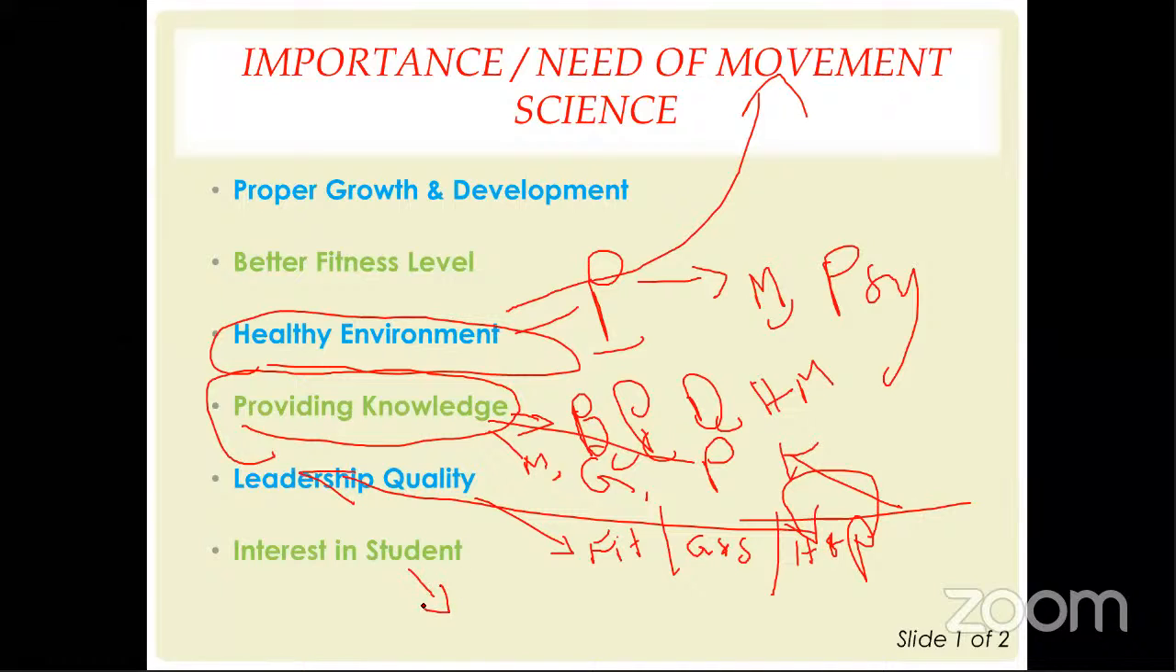Interest of the student. This is a prime subject that creates interest in the students, because everyone, especially teenagers, are most aware and most sensible about their look and physical terms. So to make the body in proper shape, there's no doubt that students have proper interest. Because of this high level of interest of students, we need movement science.